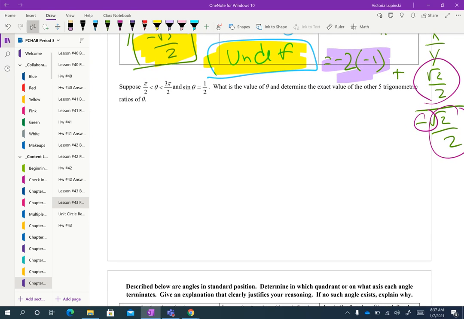So suppose that you have some angle theta that is between pi over 2 and 3 pi over 2, and the sine of which is equal to positive 1/2.